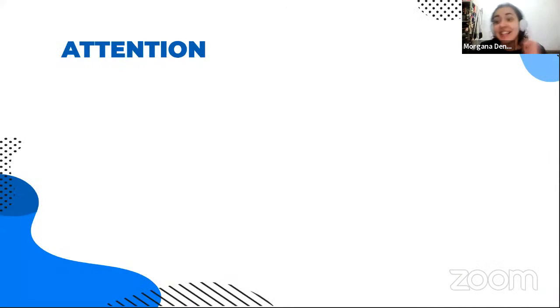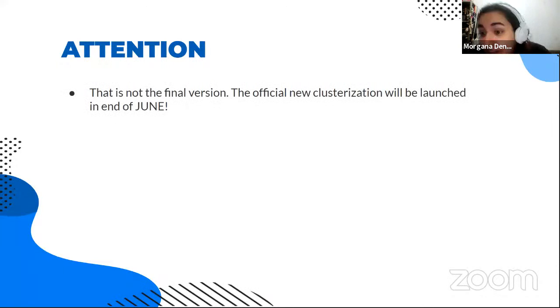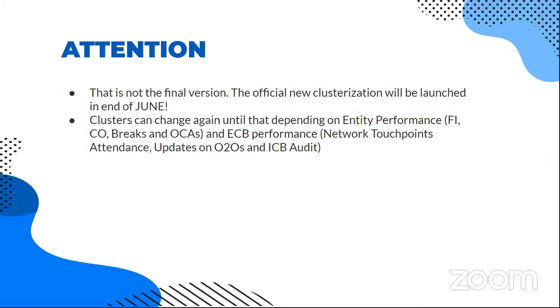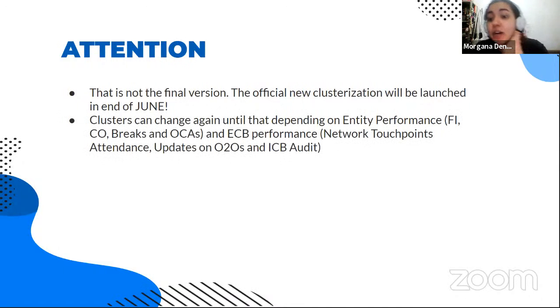Okay. So as I said, attention, attention. Not the final version. New clusterization will be launched in June. So until June, you did not jump clusters. When June comes, we will say, okay, you jump to a cluster. Until then, we didn't change the cluster, you didn't jump cluster. Focus on June. As I said, clusters can change depending on entity performance.